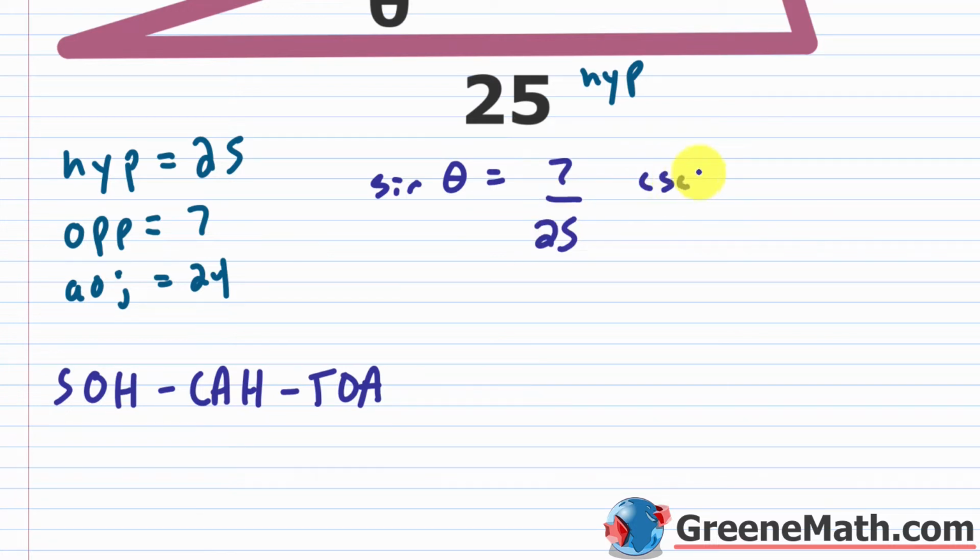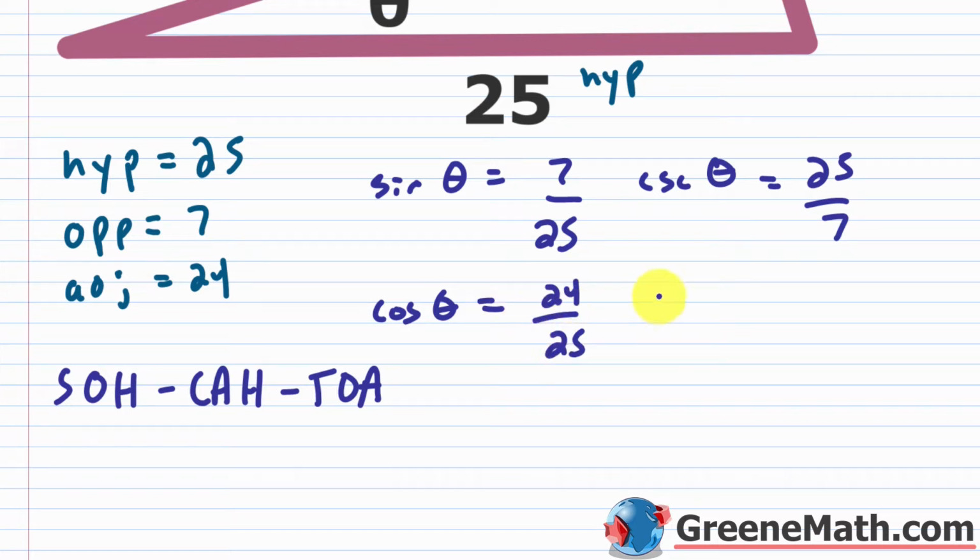The cosecant of theta, again, you're just going to flip this. It's going to be 25 over 7. Here you have your hypotenuse over your opposite. Now for your cosine of theta, again, you just go to this guy right here. So the C stands for cosine. It's adjacent over hypotenuse. So your adjacent is 24 and your hypotenuse is 25. And then if you want the secant of theta, we're just going to flip this. So it's 25 over 24. So in this case, it's the hypotenuse over your adjacent.